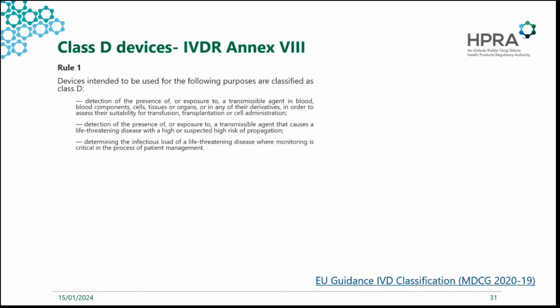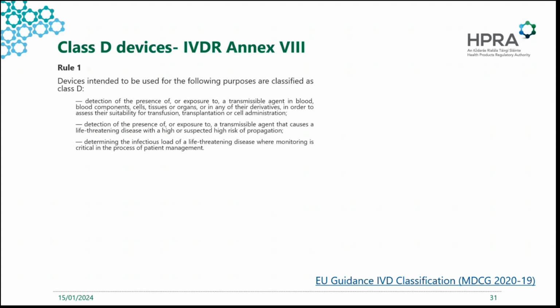So in the first instance, it could be the detection of the presence of or exposure to a transmissible agent in blood components, cells, tissues, or organs, or any of their derivatives in order to assess their suitability for transfusion, transplantation, or cell administration. So just to be clear, it's not detecting to assess whether they're suitable for transfusion, transplantation, or cell administration. You're looking for transmissible agents in those media to determine whether they're suitable based on the presence or absence of transmissible agents. And I'll give you some examples in a second.